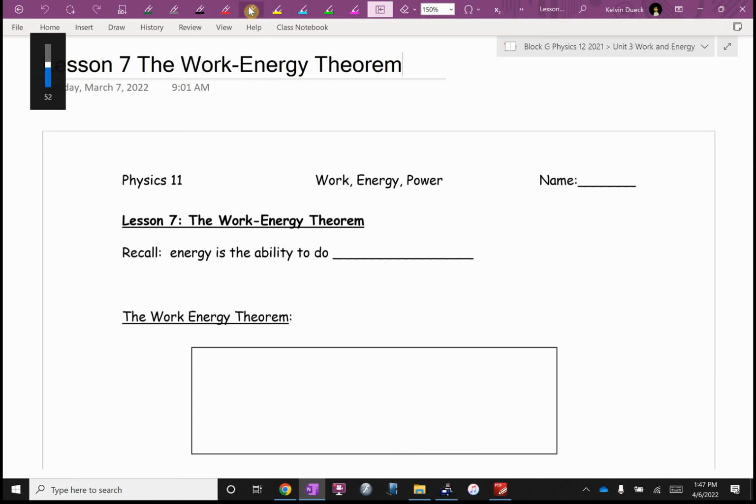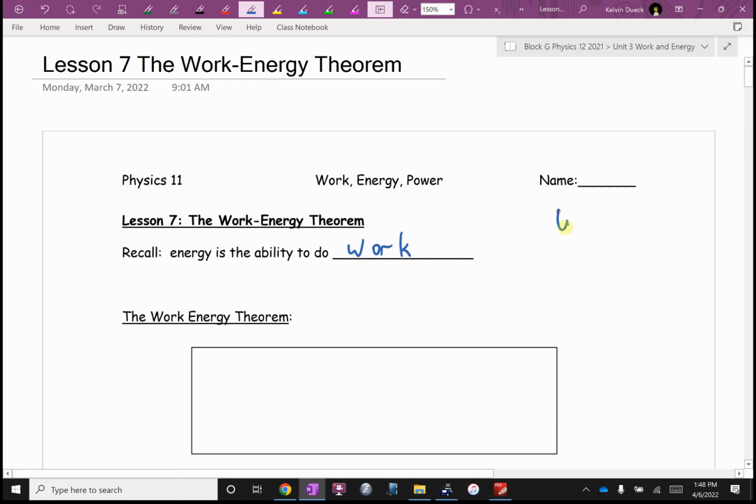We want to talk about the work energy theorem. Very powerful theorem because it relates energy and work. In fact, you might recall we said that energy was the ability to do work.